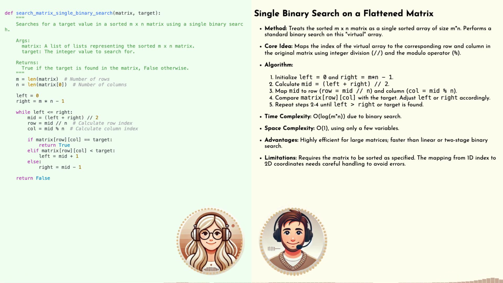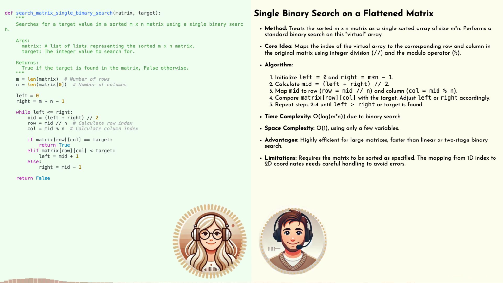Exactly. But how do we maintain the connection to the original matrix structure? If we find our target in this flattened array, how do we know where it actually lives in the original matrix? That's where some clever math comes in. We can use a formula to map the index of an element in the flattened array back to its corresponding row and column in the original matrix. So it's like a decoder ring. Yeah. We're performing a binary search on this simplified flattened array, but we have this secret decoder to translate the result back to the original matrix coordinates. Exactly. That's brilliant.